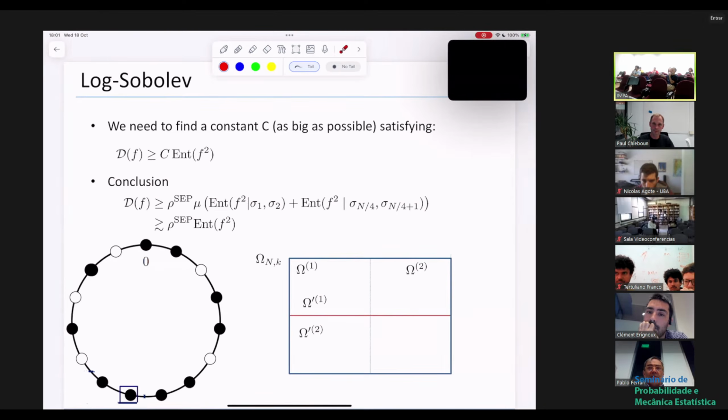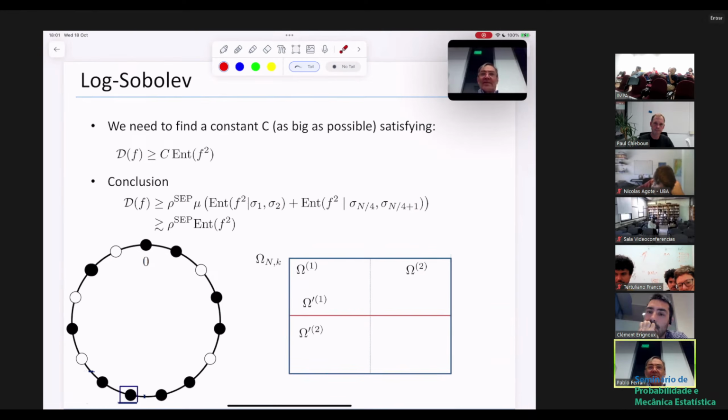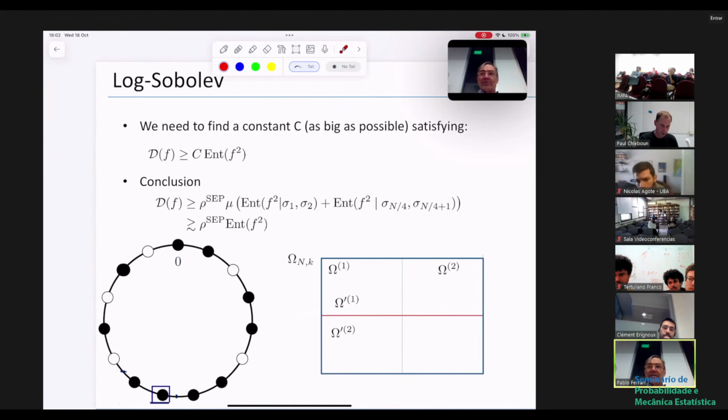Okay, thank you. I have a question. Sure. Paul, did you look at this process in the infinite volume? For instance, you put particles to the left of the origin, all full, and no particles to the right of it?